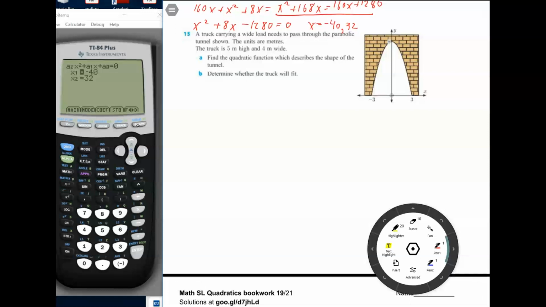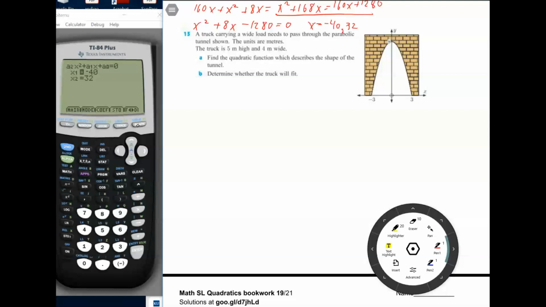A truck carrying a wide load needs to pass through the parabolic tunnel shown. What a coincidence. A parabolic tunnel, and we're doing a quadratics chapter. Okay. The units are in meters. The truck is 5 meters high and 4 meters wide. Find the quadratic function which describes the shape of the tunnel. Determine whether the truck will fit.